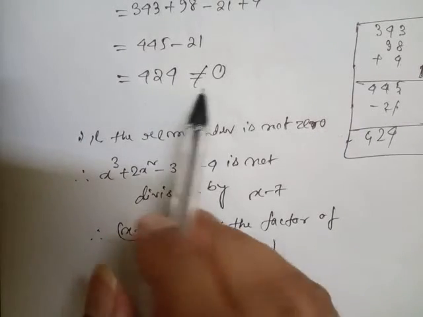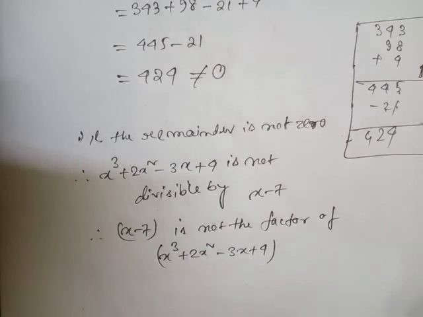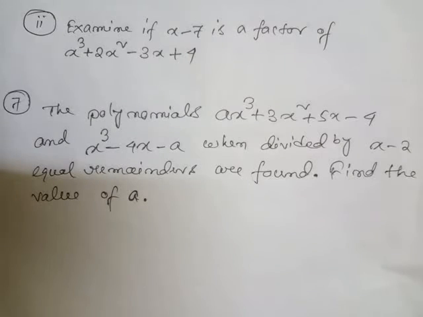If we get 0 here, this could be a factor of the given polynomial. Since it is not 0, this is not a factor. Students, now the last question of exercise 2.3, question number 7.